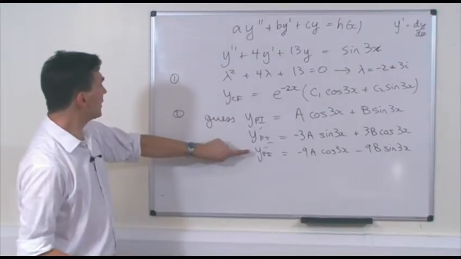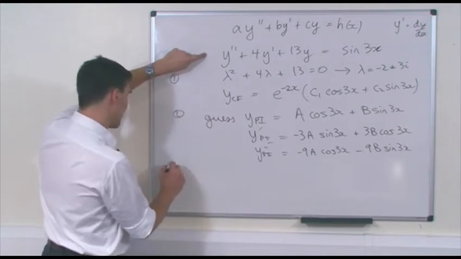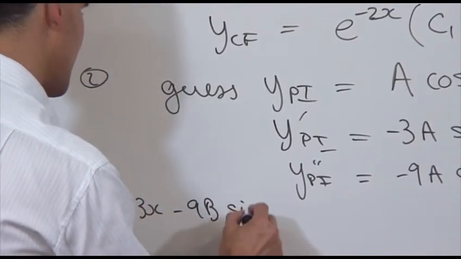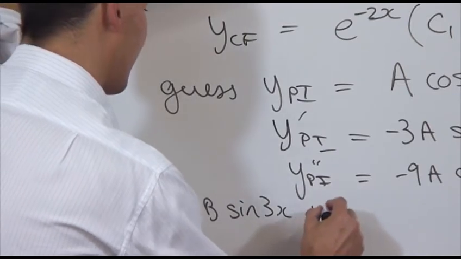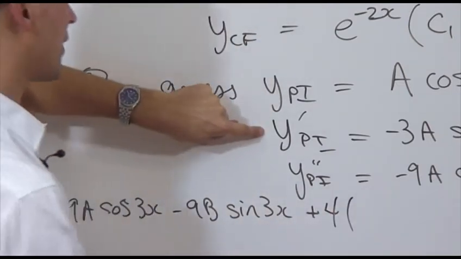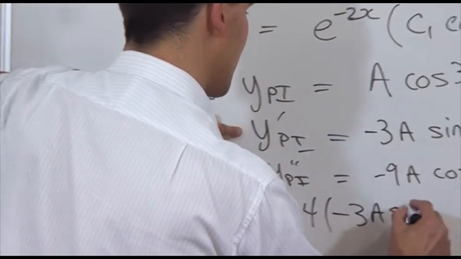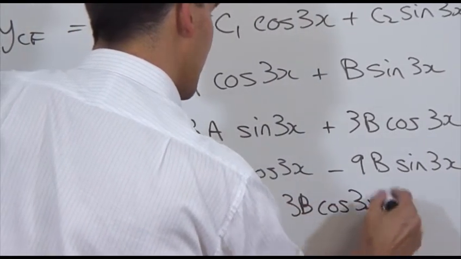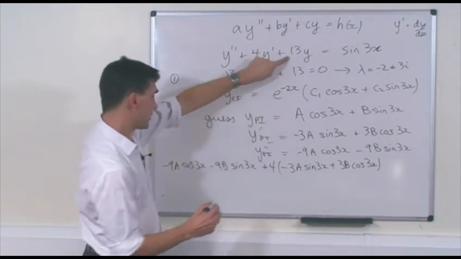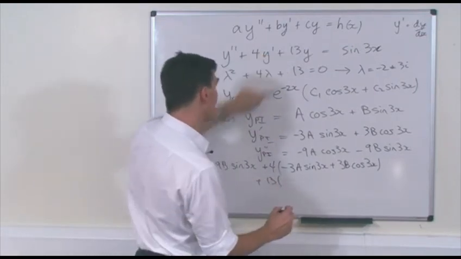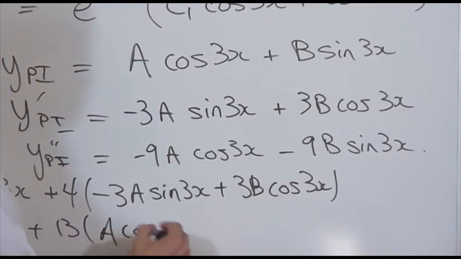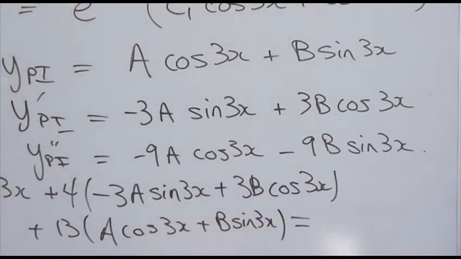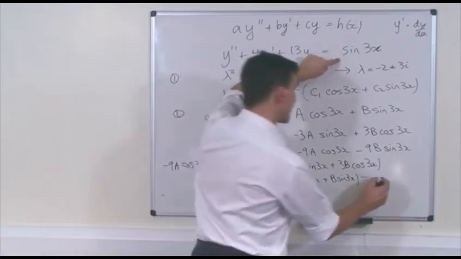We substitute those in. So we've got y'', which is minus 9a cosine 3x minus 9b sine 3x, plus 4 times y', which is minus 3a sine 3x plus 3b cosine 3x, plus 13 times y, which is a cosine 3x plus b sine 3x. And all of this is supposed to be equal to the right-hand side, which is sine 3x.